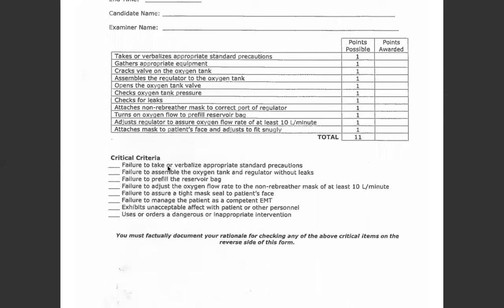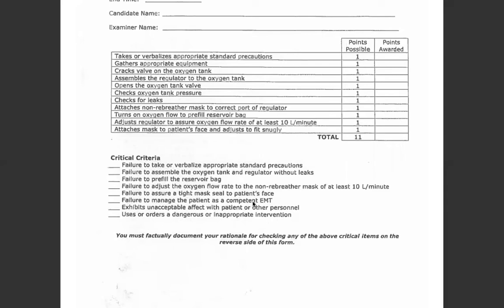For example, failure to take or verbalize appropriate standard precautions is a blanket failure for every single skill. If you do not verbalize the need for standard precautions, gloves, eye protection, face mask at a minimum, you will fail that skill. These are more specific to oxygen administration. This one, this, and this are all specific to O2 admin. However, pay special attention to these last 3 because these are found on every single skill. These are critical criteria for every single skill.